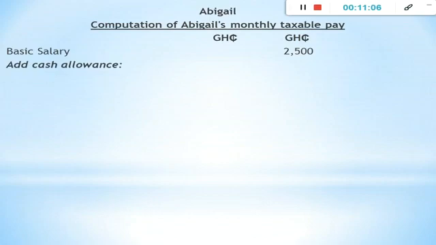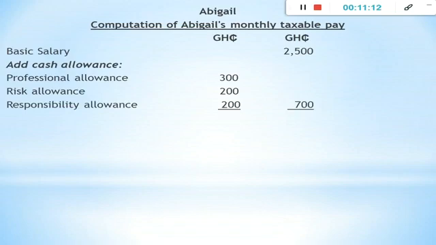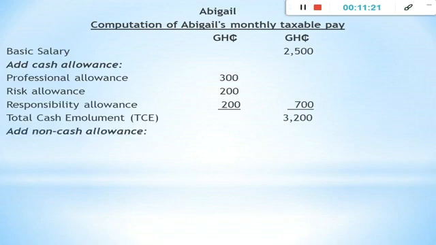Then we add our cash allowances. In our question we have professional allowance of 300, risk allowance of 200, responsibility allowance of 200. Adding all this we get 700, and this will give us a total cash emolument of 3,200. Now we need to add non-cash allowances. The first is the accommodation with furnishing, which is 10% of the total cash emolument. So 3,200 multiplied by 10% gives us 320.